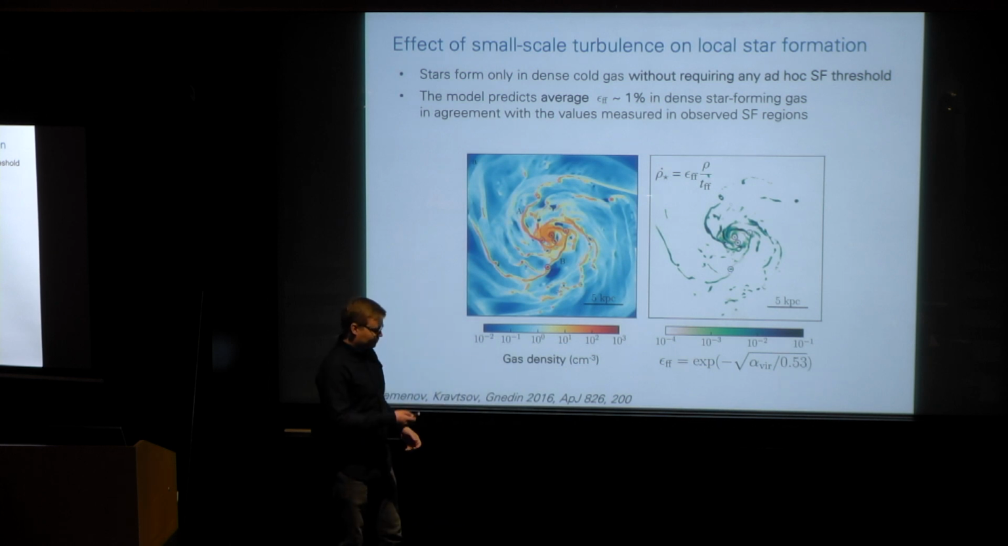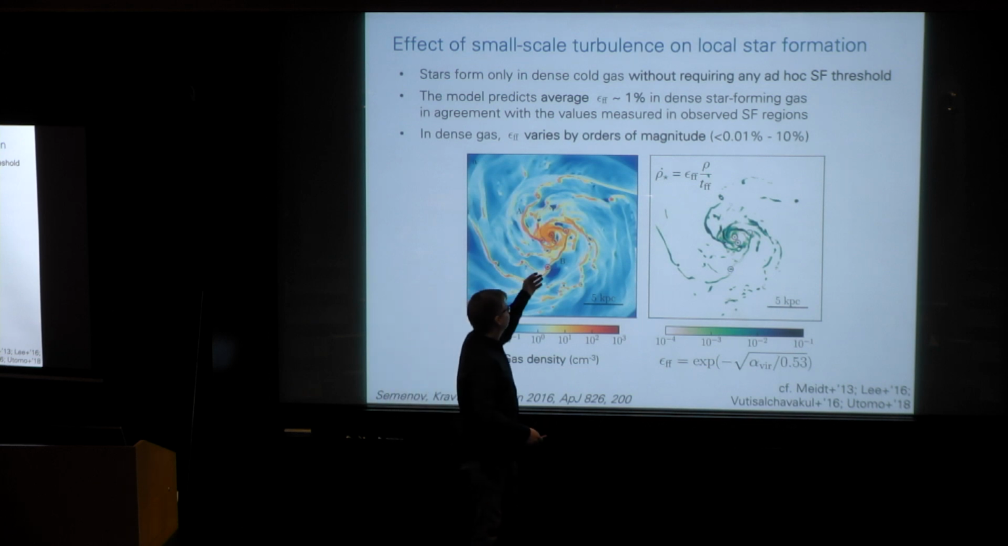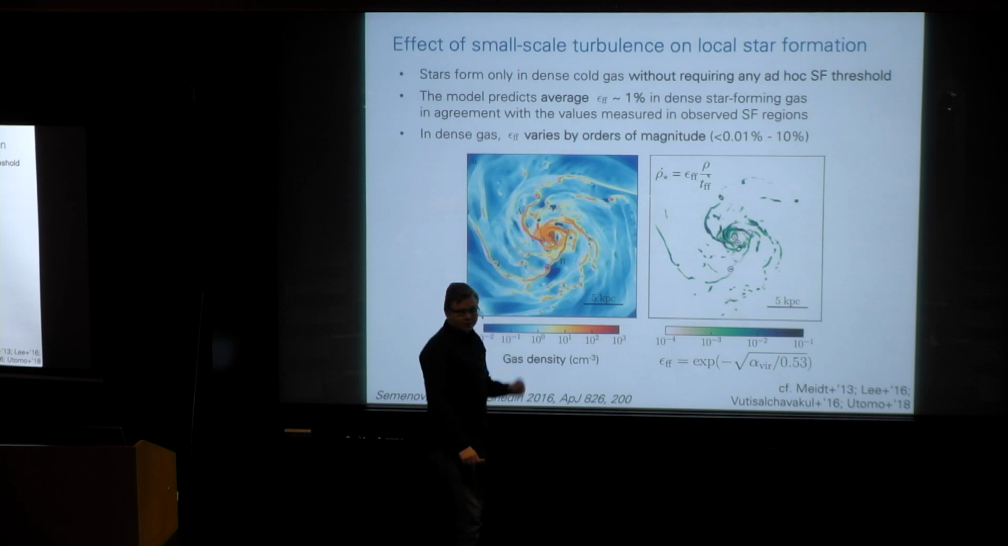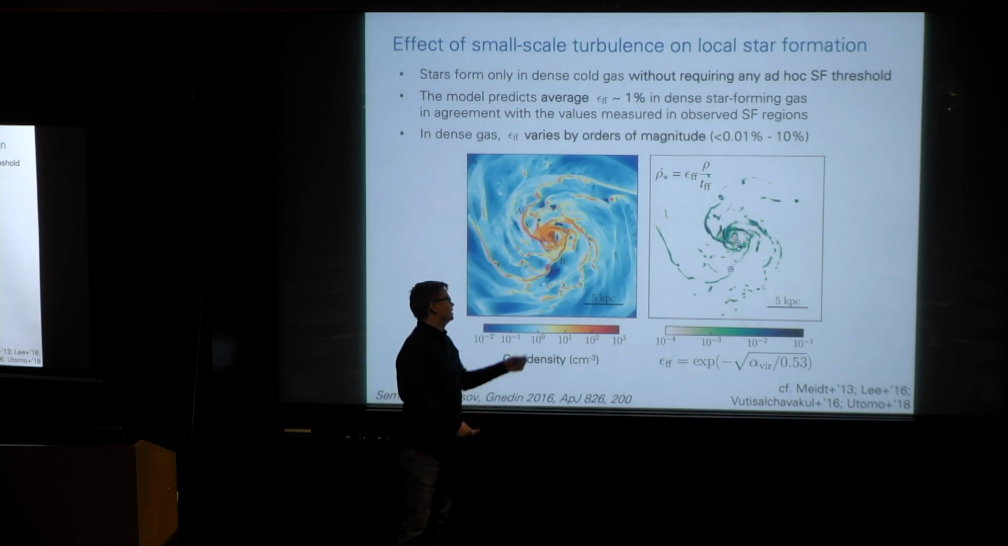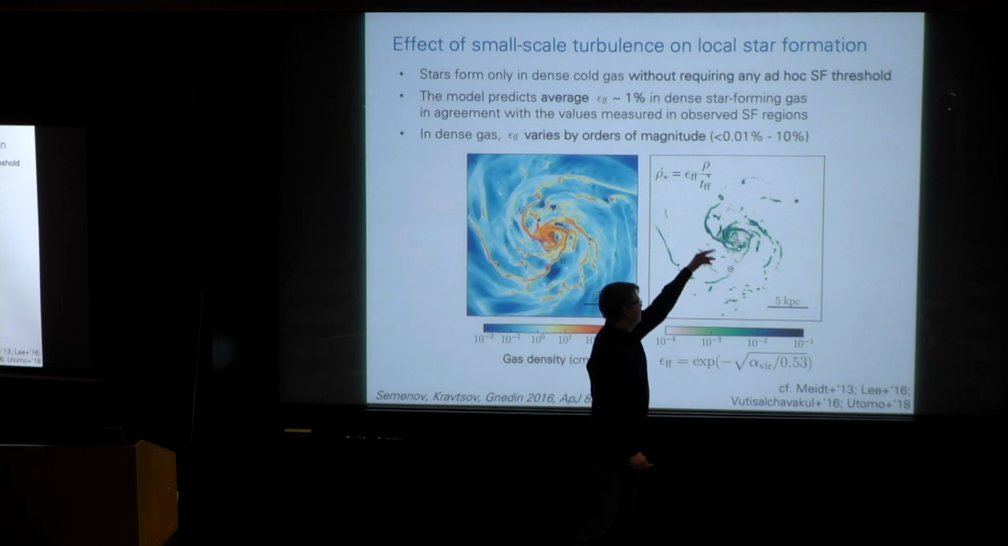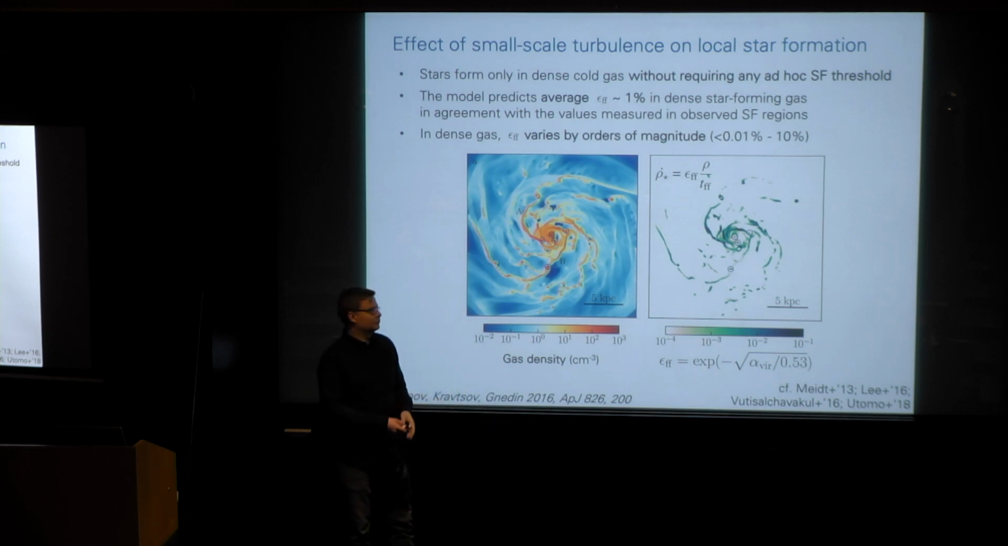In addition, it also tells us that efficiency can vary by orders of magnitude, even in cold and dense gas. As an extreme example, we can look at these two spiral arms. They both have similar density, so if we used a density threshold to define star-forming gas, we would assign the same efficiency of star formation to them. But according to this model, one of these arms forms stars very efficiently, while the other one doesn't form stars at all. This is just because of the variation in turbulence support, which in this case reflects the difference in compression rate in these two spiral arms.